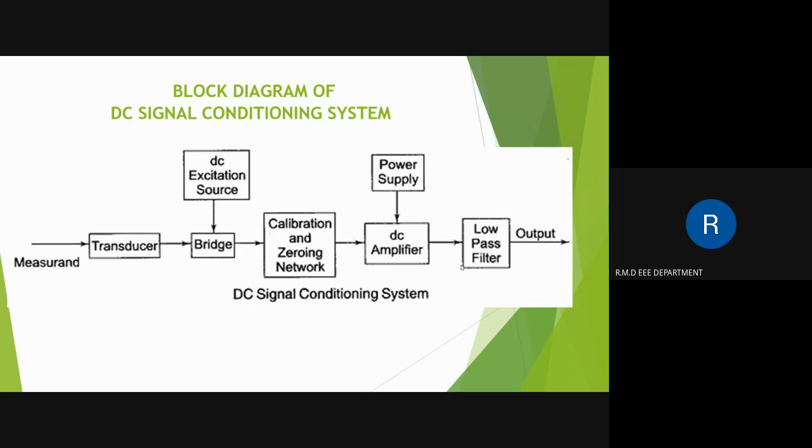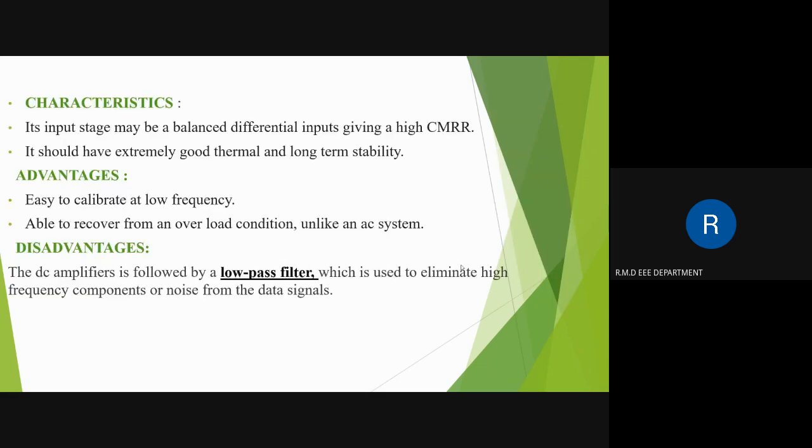And the advantages of it: the DC amplifier is easy to calibrate at low frequency and is able to recover from overload conditions. And the disadvantages regarding this DC signal conditioning system: the DC amplifier is followed by a low pass filter which eliminates the high frequency component or noise from the data signals. The applications of this DC amplifier: the DC system is used in transducers such as potentiometers and resistance strain gauges.